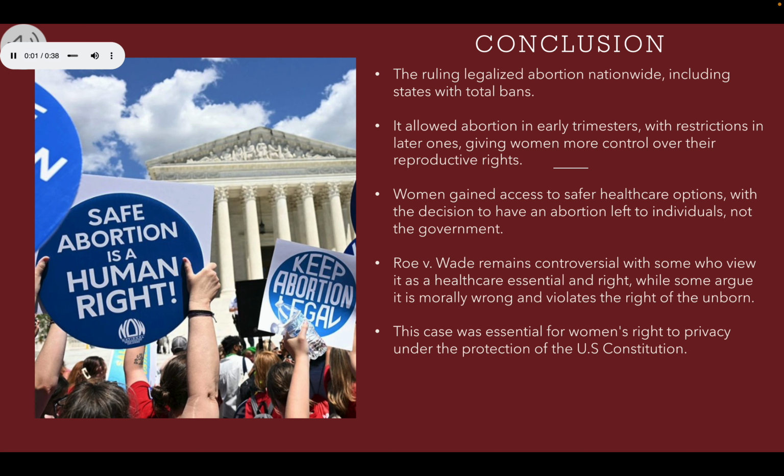Concluding this case, the ruling legalized abortion nationwide, including states with total bans. It allowed for abortion in early trimesters with restrictions in later ones, giving women more control over their reproductive rights. Women gained access to safer healthcare options, with the decision of whether to have an abortion left to the individual, not the government. Roe v. Wade remains controversial, with some who view it as a healthcare essential and right, while some may argue that it is morally wrong and violates the rights of the unborn.